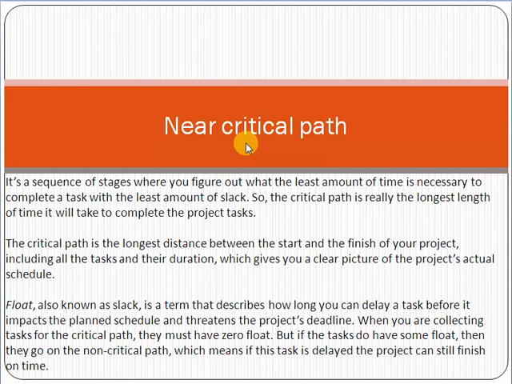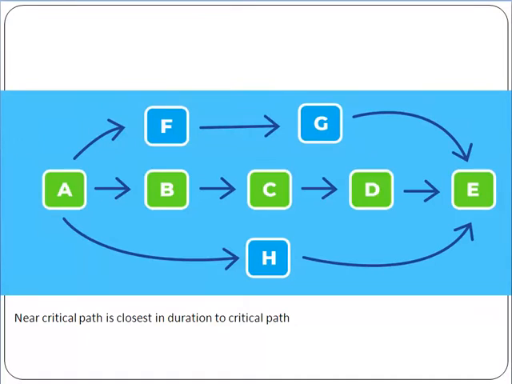For example, if any activity has a float, it can be delayed, but the critical path activities cannot be delayed, and they have zero float. That's why they are on the critical path. So this is the definition of the critical path. Just see this picture here. If we talk about A to B, then C, then D, and then E, this is the critical path.